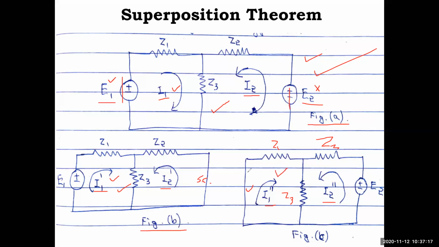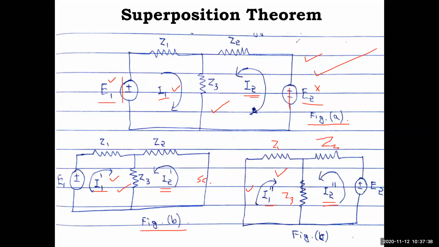The result I will get is I1 is equal to I1 dash plus I1 double dash. Also, I2 is a different current, which is I2 dash plus I2 double dash combination. So that means the superposition theorem is proved. That is what we are going to do in this superposition.